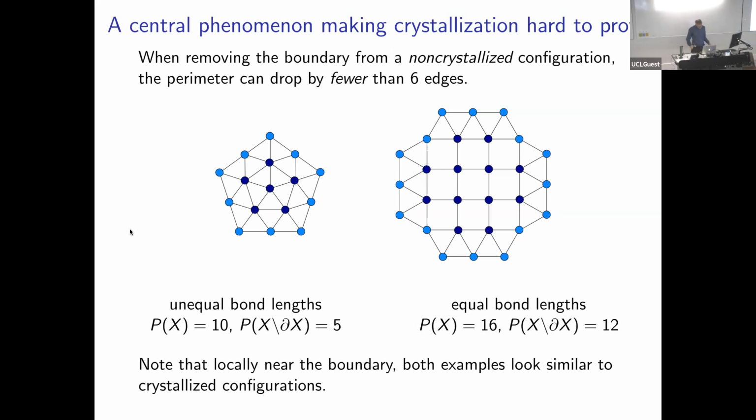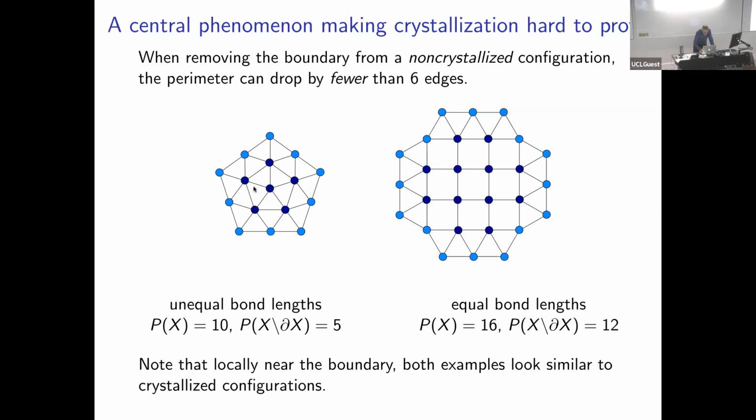So near the boundary, both examples look similar to crystallized configurations. When you look at the boundary, it looks like a good configuration. So what happens? That's the thing that took us a long time to figure out, how to rule these things out. The key lemma then is the following.